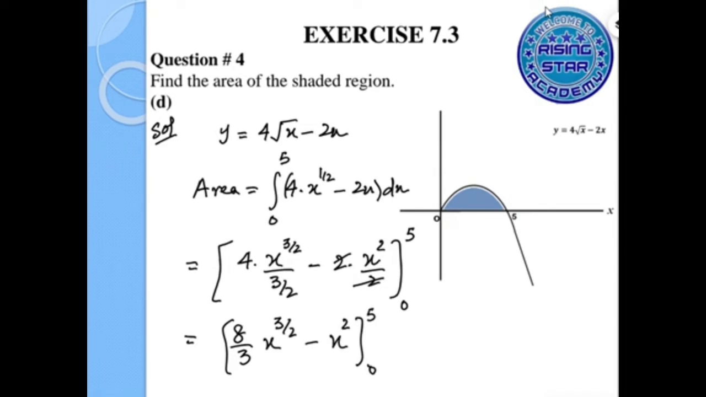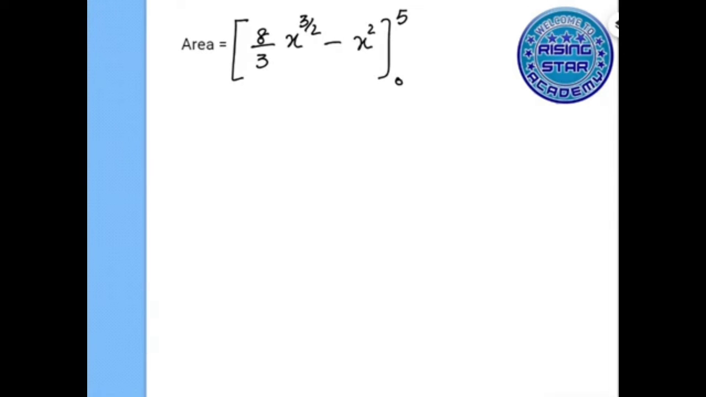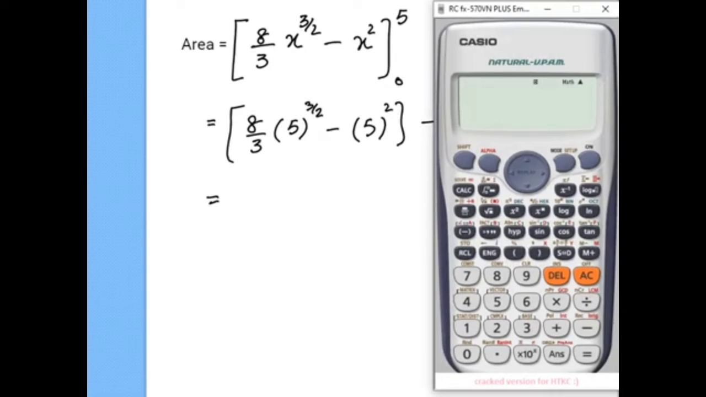Now I would plug the limits. Now we will put the values. So 8 over 3 into 5 to the power of 3 by 2 minus 5 to the power of 2, and negative 0. So now I would use the calculator to simplify it. 8 over 3 multiplied by 5 raised to the power of 3 by 2, then minus 5 squared. The answer is 4.81.